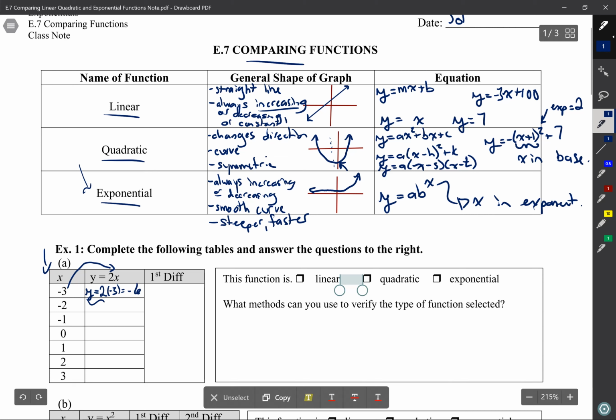I'm not going to write this entire part every time, but I'll substitute in each time. So if I substitute in x equals -2, then y equals -4. If I substitute in x equals -1, y will equal -2. And I'll keep going here, 0, 2, 4, and 6.